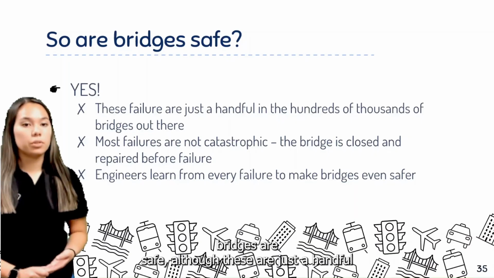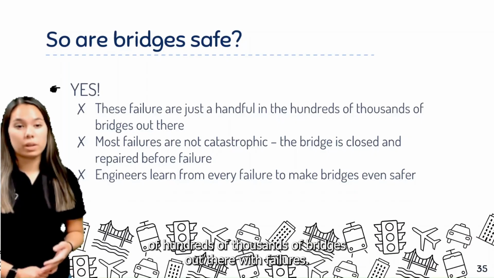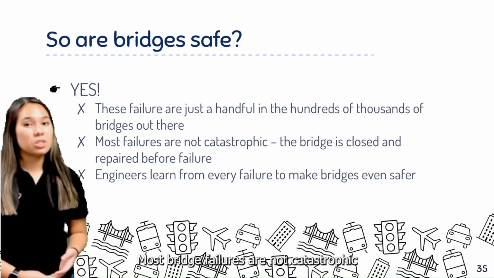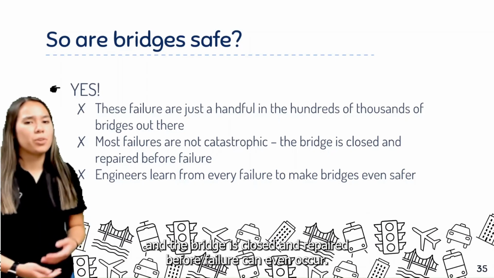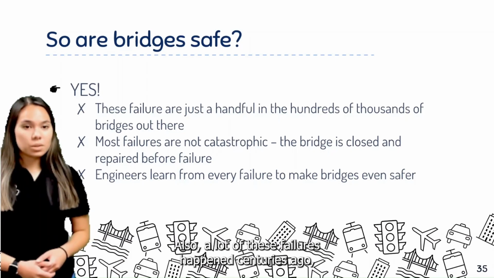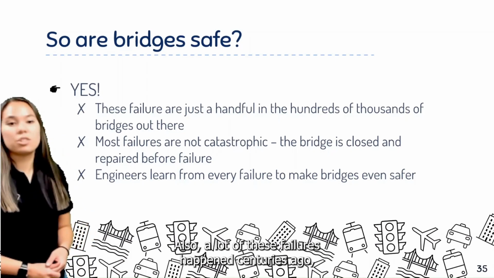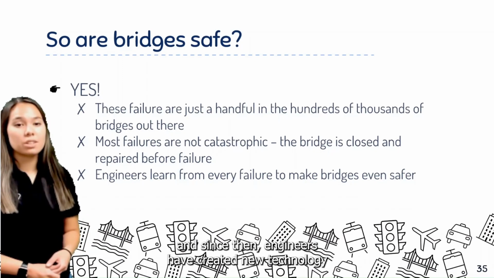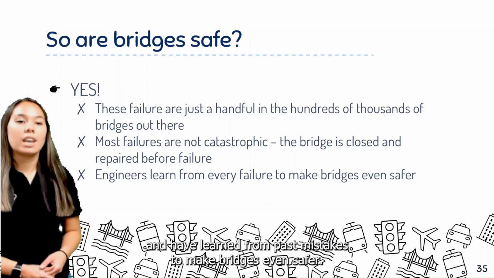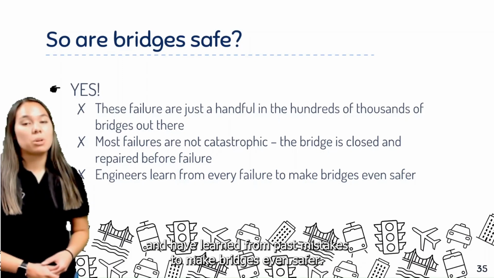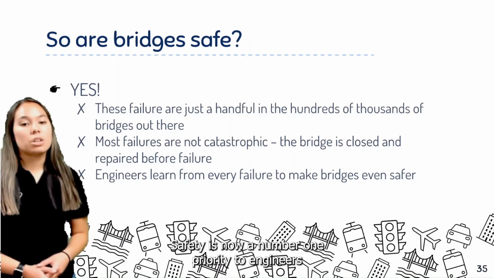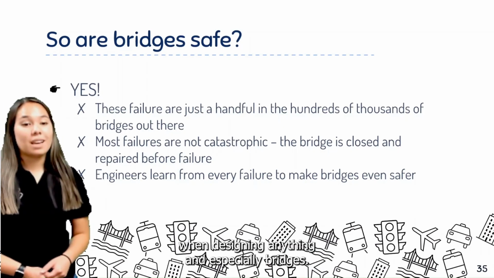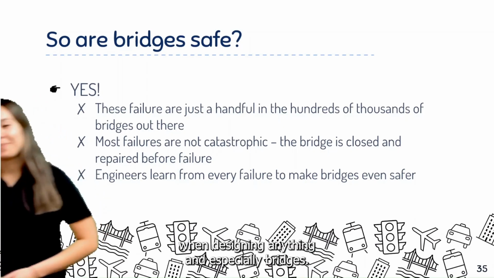Although these are just a handful of hundreds of thousands of bridges out there with failures, most bridge failures are not catastrophic, and the bridge is closed and repaired before failure can even occur. Also, a lot of these failures happened centuries ago, and since then, engineers have created new technology and have learned from past mistakes to make bridges even safer. Safety is now a #1 priority to engineers when designing anything, and especially bridges.